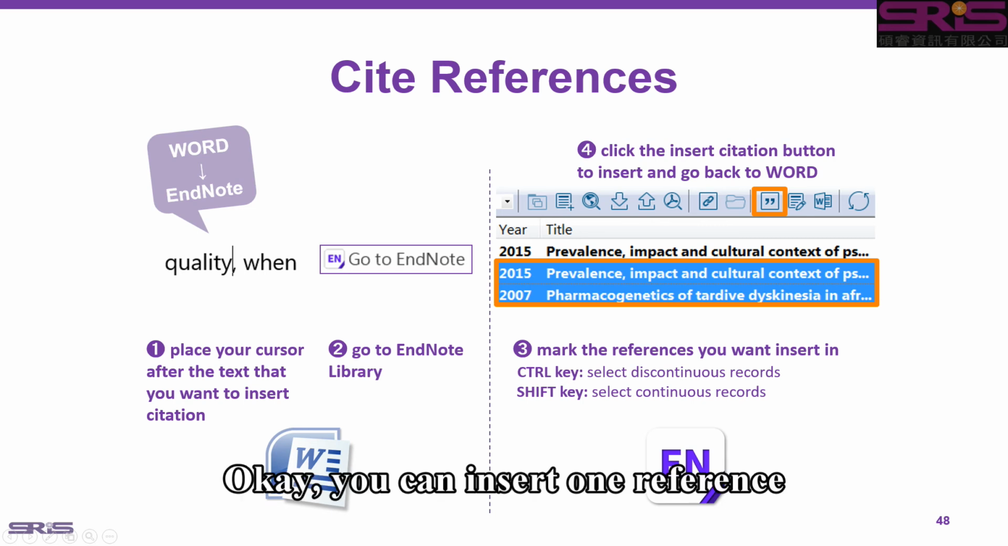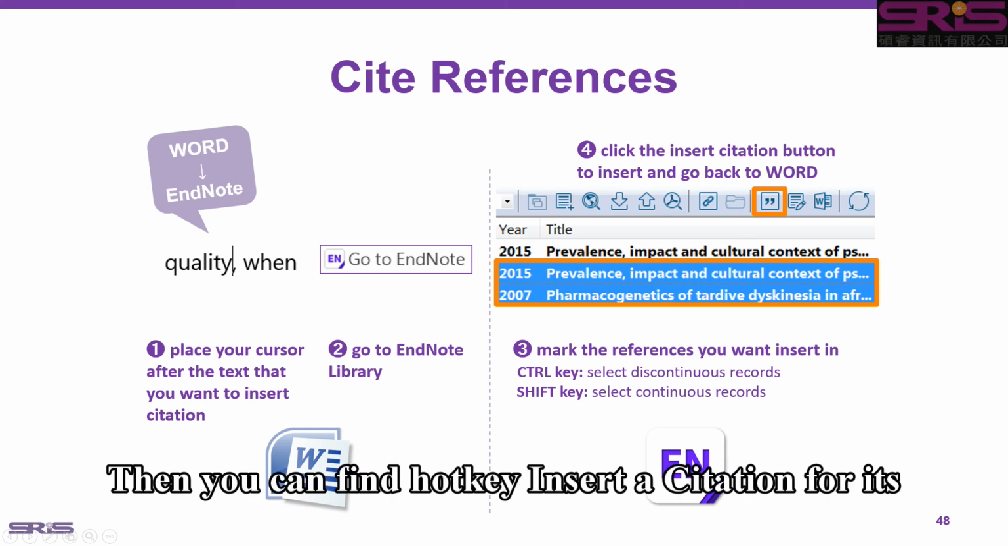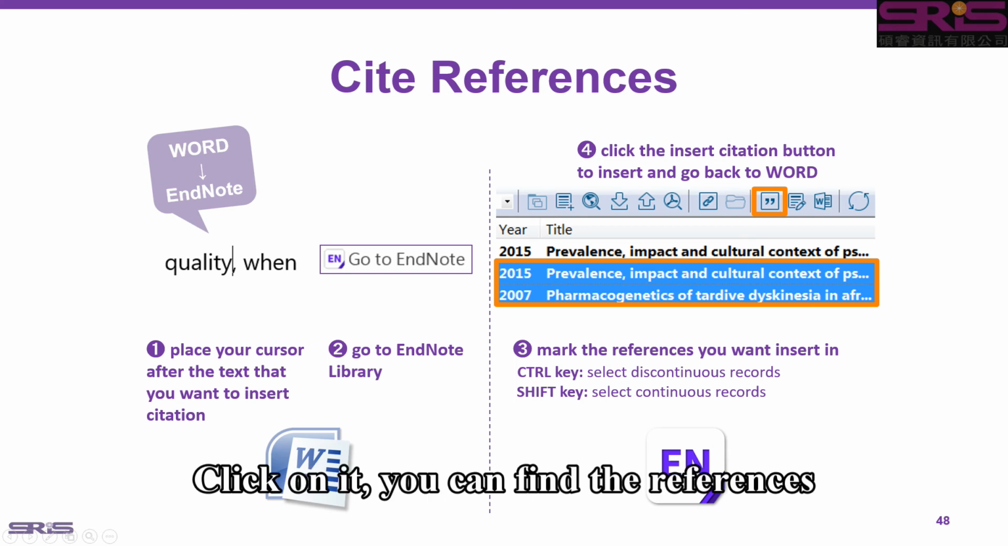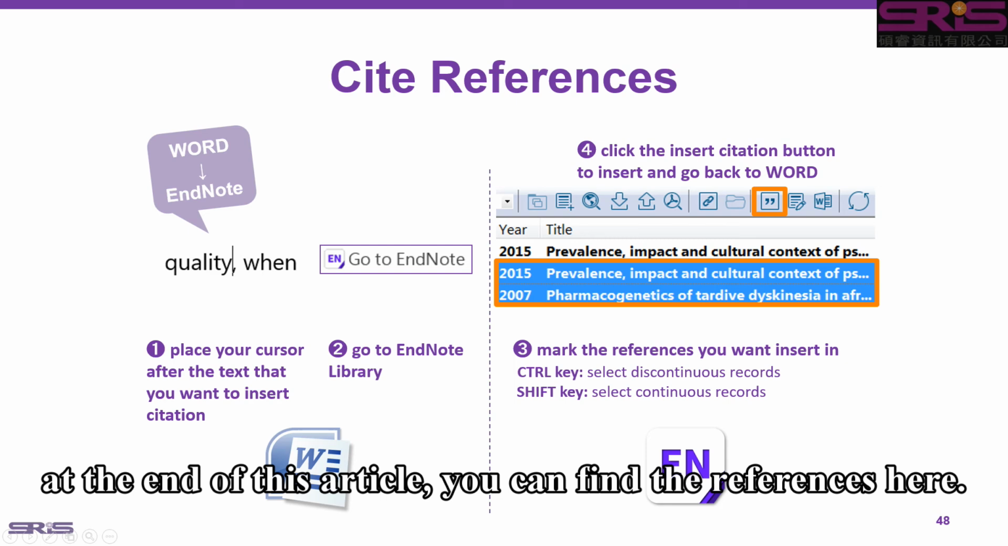Okay, you can insert one reference or more than one at a time. For example, you can press the Control key, then you can find the hotkey, Insert a citation for each selected reference here. Just click on it. You can find the in-text citation, and at the end of this article, you can find the references here.